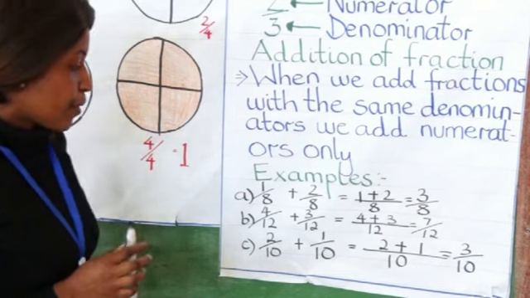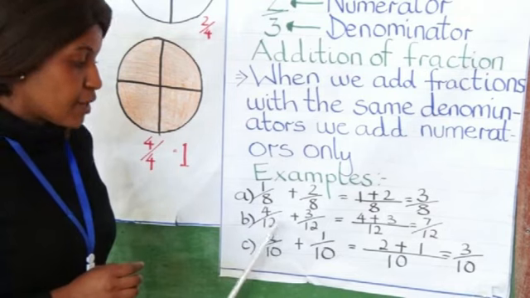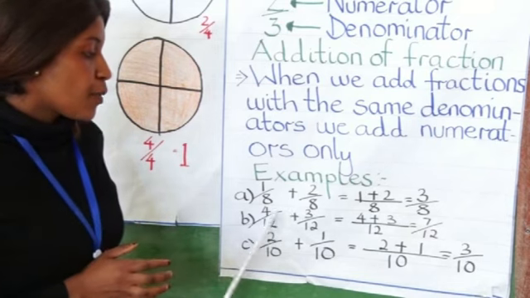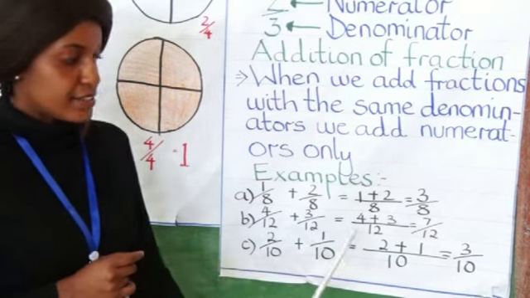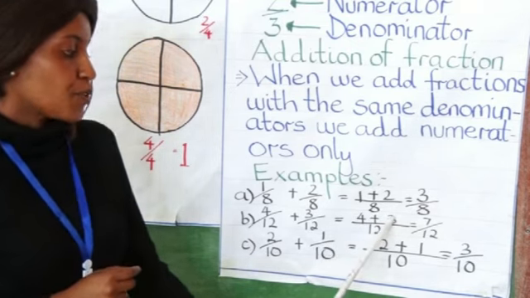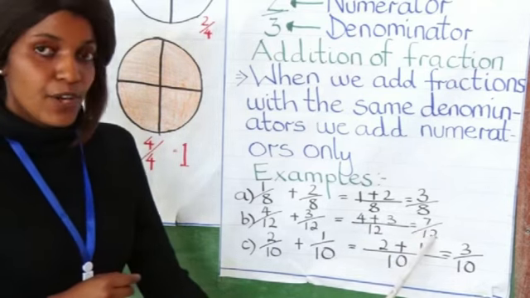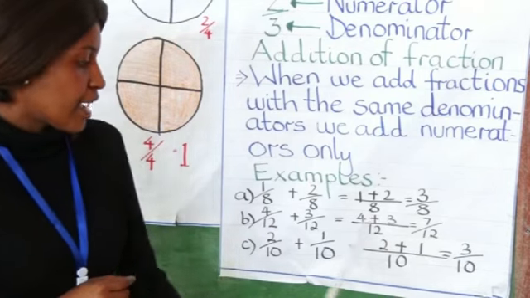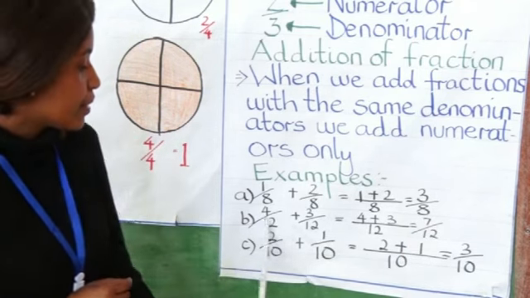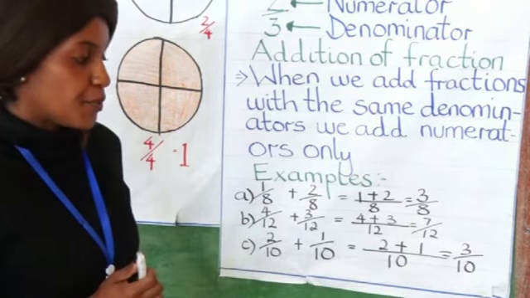Again, example B. We have the fraction 4/12 plus 3/12. We are dealing only with numerators. So we take number 4 plus number 3. When you take 4 plus 3, the answer is equal to 7. Number 12, we write the same denominator as it was here. You see here, the same number appears, number 12. So this is how we add fractions with the same denominators.